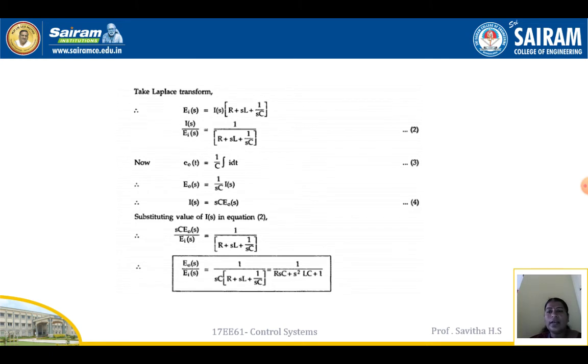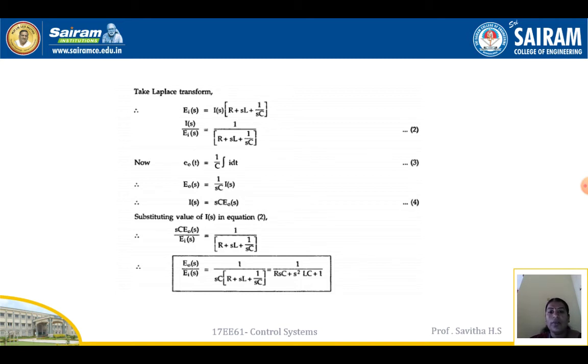So taking the Laplace transform, Ei(s) is equal to I(s) into R plus sL plus 1/sC. So I(s) by Ei(s) is equal to 1 divided by R plus sL plus 1/sC. So output is measured across the capacitor. So E0(s) is equal to 1/C of integration of i dt. Therefore E0(s) is equal to 1/sC into I(s). Therefore I(s) is equal to sC into E0(s).